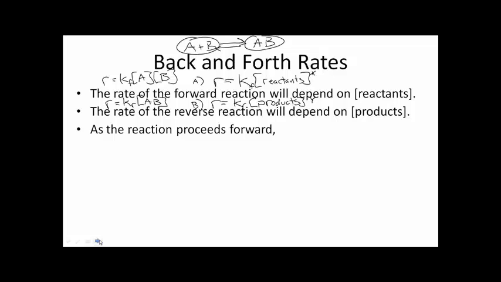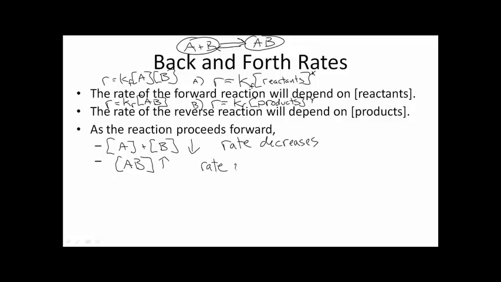Now, as the reaction proceeds forward, the concentration of, we'll just say A and B in this case, my reactants. What happens to the concentration of my reactants as I start the reaction going? It goes down. I'm using it up to make products. So what does that mean about the rate? The rate goes down too. So as I'm having this reaction happen, I'm making AB. What happens to the concentration of AB? Goes up. And what happens to the rate of the reverse reaction? It increases as well.